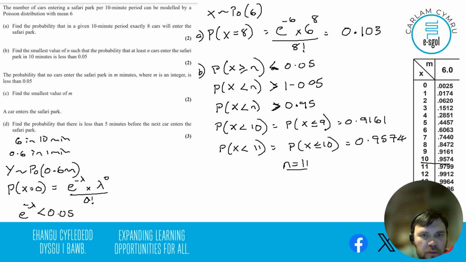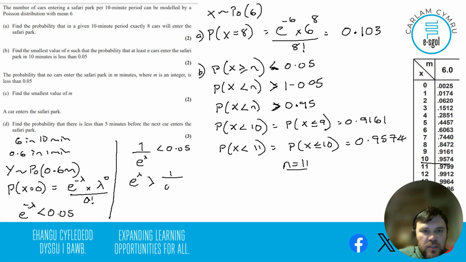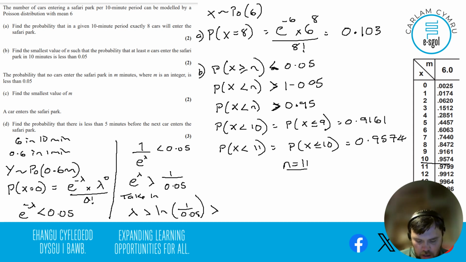Have I got enough room? Yes, I think I have. If I put a line down here, we basically need to solve that. How you would solve it is you can straight away take natural logs of both sides so that we can get minus lambda. Or what I would prefer to do, because e to the minus lambda is the same as 1 over e to the lambda, and that is less than 0.05. If I rearrange things, bring that up, bring that down, we would have e to the lambda must be greater than 1 over 0.05. Take ln of both sides. We would have lambda must be greater than ln of 1 over 0.05, which is 2.99.